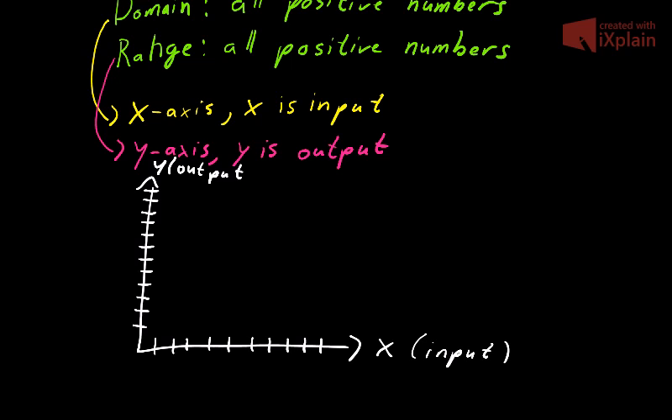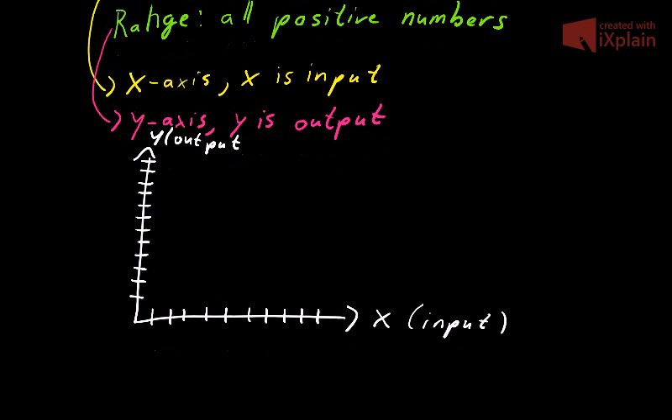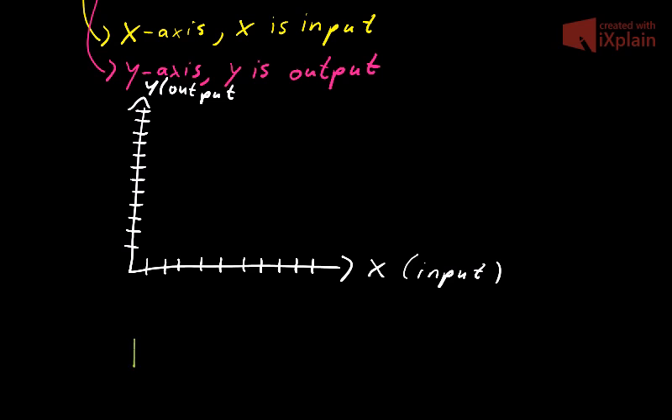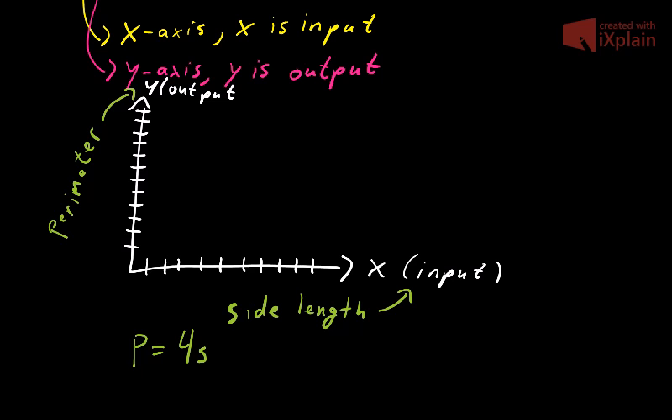Awesome. So what we're going to do is that I said the input is going to be the side length of my square. So the function that we're graphing, one more time, is going to be p equals 4s. So right here I want the side length, because again that is my input, and for the y-axis I want the perimeter, because that is my output.